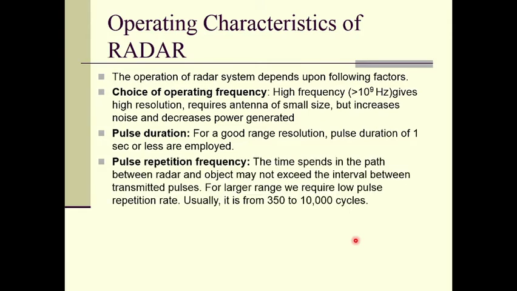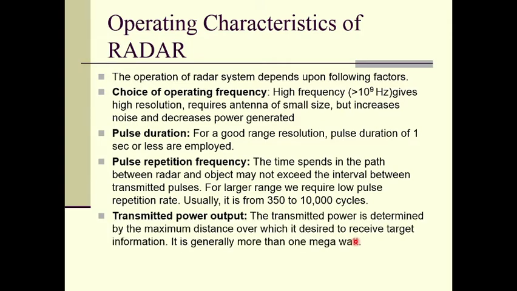So the next characteristic is pulse repetition frequency. The time spent in the path between radar and objects may not exceed the interval between transmitted pulses. For larger range, we require a low pulse repetition rate. Usually it is from 350 to 10,000 cycles. So if the target is closer, in that case we will need a very fast pulse rate. But when the target is far away from the radar, in that case we need a very slow or low pulse repetition rate, and therefore the pulse repetition frequency is also an important characteristic.